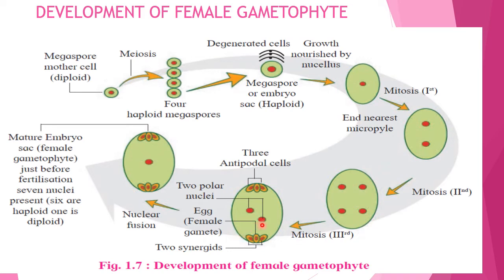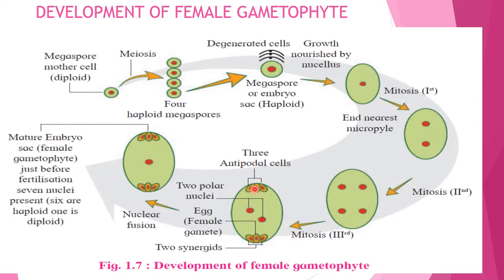And these 8 nuclei will be arranged on either pole of the megaspore, 4 over here, 4 over here. That way they will be arranged first, and then one nucleus from either pole, one from this pole and one from this side, both are getting transferred to the center. They are moving into the center. You can see over here. And these nuclei we call the polar nuclei. So 2 polar nuclei over here.